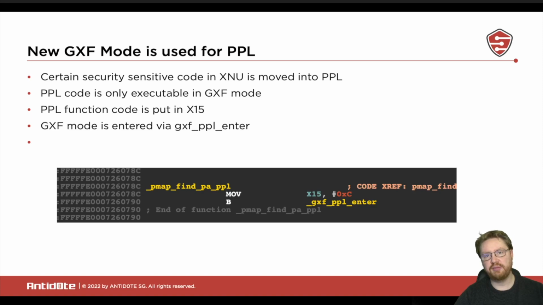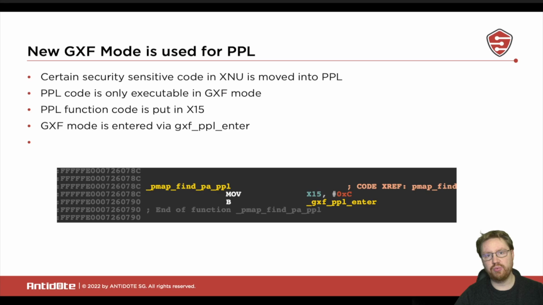The idea is that all the really security sensitive code in XNU is now put into the PPL. And the idea here is that even when you have a memory corruption in the kernel, and you can manipulate the memory in the kernel, you will not be able to reach certain areas because they are locked away in this GL1 code. So the PPL code is executed in this GL1.